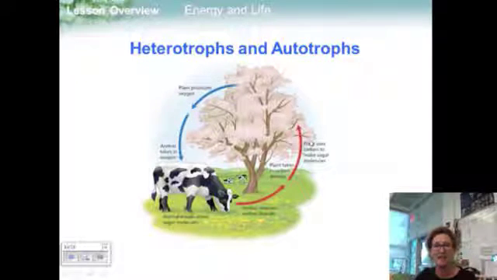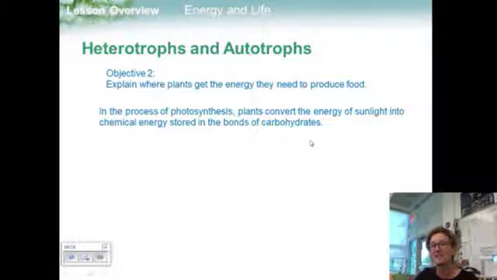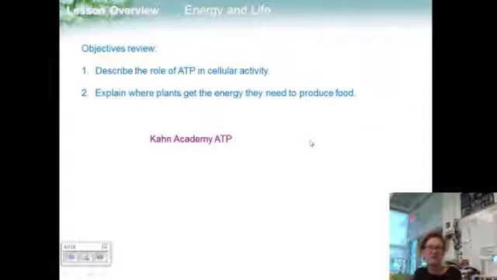So, that's where plants get the energy they need, and we'll talk more about that too. Just a little taste. So objective 2 was to explain where plants get the energy they need to produce food. In the process of photosynthesis, of course, plants convert the energy of sunlight into chemical energy stored in the bonds of carbohydrates. And a review of our objectives is to describe the role of ATP in cellular activity and also explain where plants get the energy that they need to produce food.